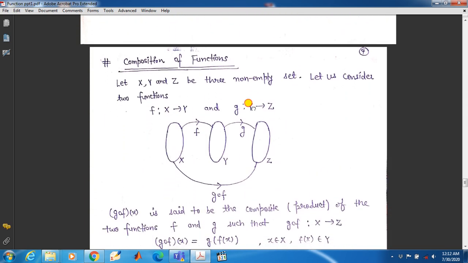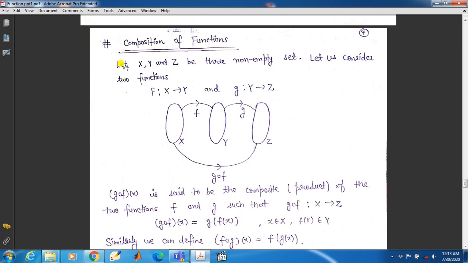Now come to the composition of functions. Let capital X, capital Y, and capital Z be three non-empty sets. And let us consider two functions: f from X to Y and g from Y to Z. Then g o f is a function from X to Z, and this is called the composite function or the product of the two functions f and g.